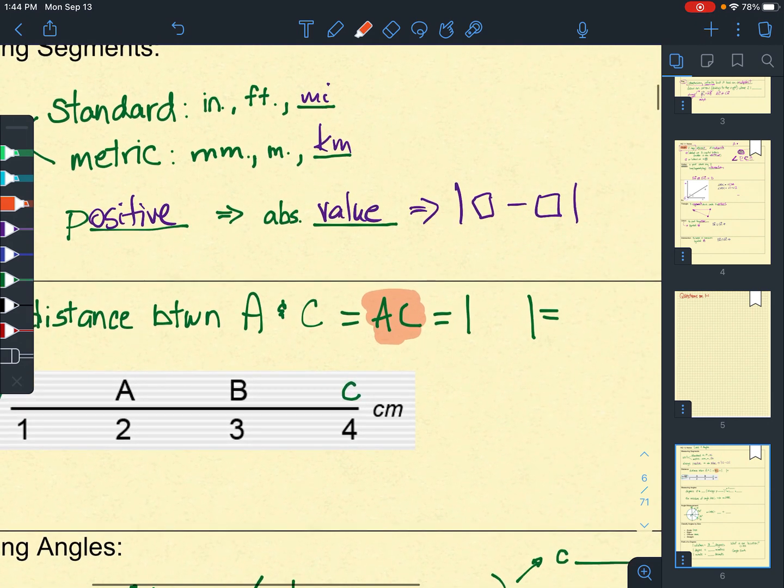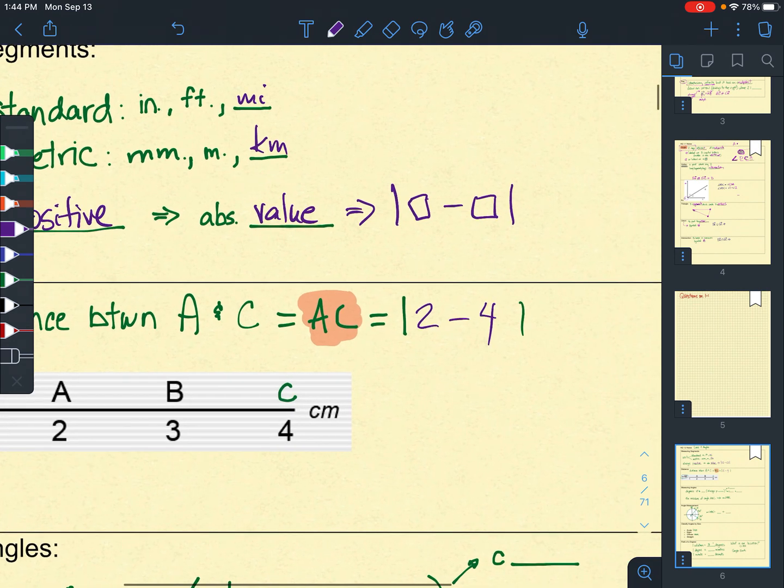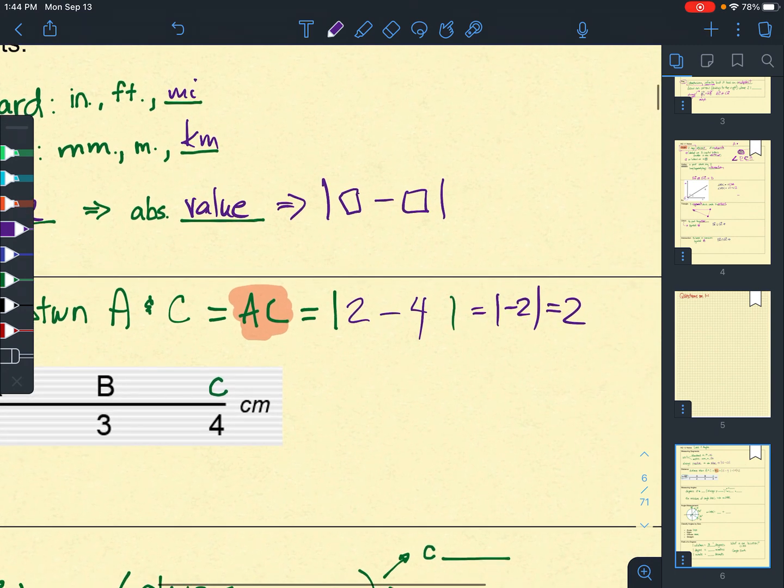Now, where is A? Where is C? Well, A is at 2, right? And C is at 4. So what is 2 minus 4? That's -2. And what is the absolute value of -2? Now, we don't know the units in this case. The units are stripped out. So we would just say it's 2 units. Say that again? It says centimeters at the end of the line. Oh, it does say centimeters. Yes. Thank you.